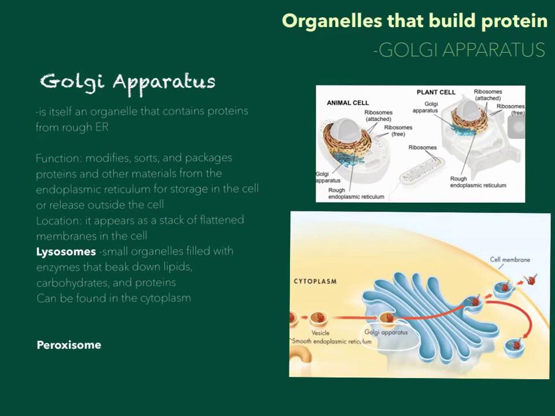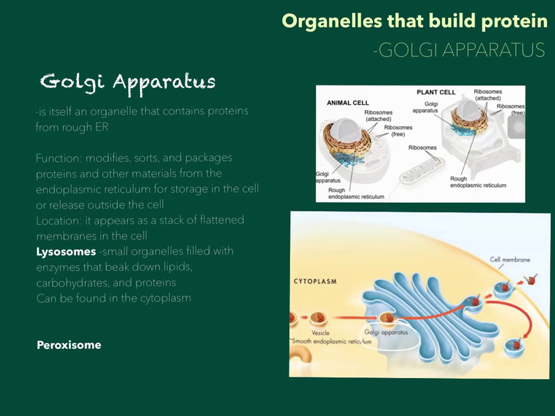Organelles that build protein. Golgi apparatus. The Golgi apparatus is itself an organelle that contains proteins from the rough ER. It modifies, sorts, and packages proteins and other materials from the endoplasmic reticulum for storage in the cell or release outside the cell. It is located and appears as a stack of flattened membranes inside the cell.